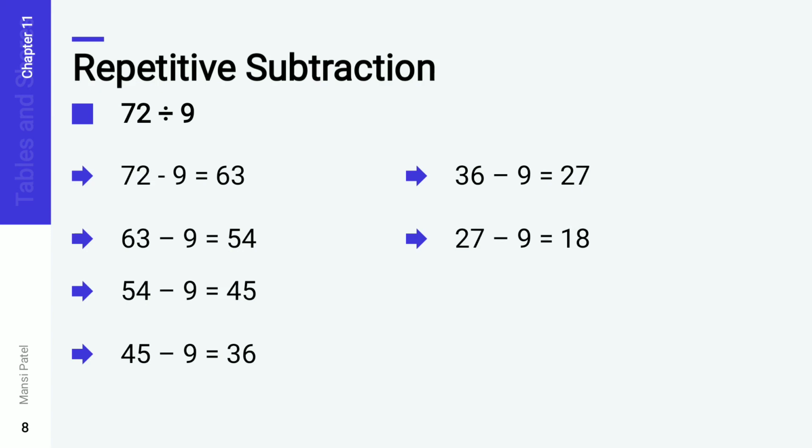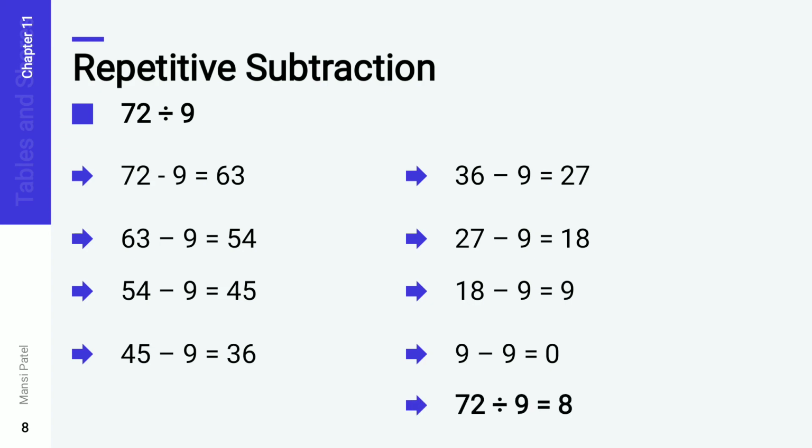Now the next, 27 minus 9, that is 18. Now again 18 minus 9 is equal to 9. And in the last, 9 minus 9, that is 0. Now you are getting the answer 0. Yes. Now just count. How many times did we subtract 9? We subtracted 9 8 times. Therefore we can say that 72 divided by 9 is equal to 8.